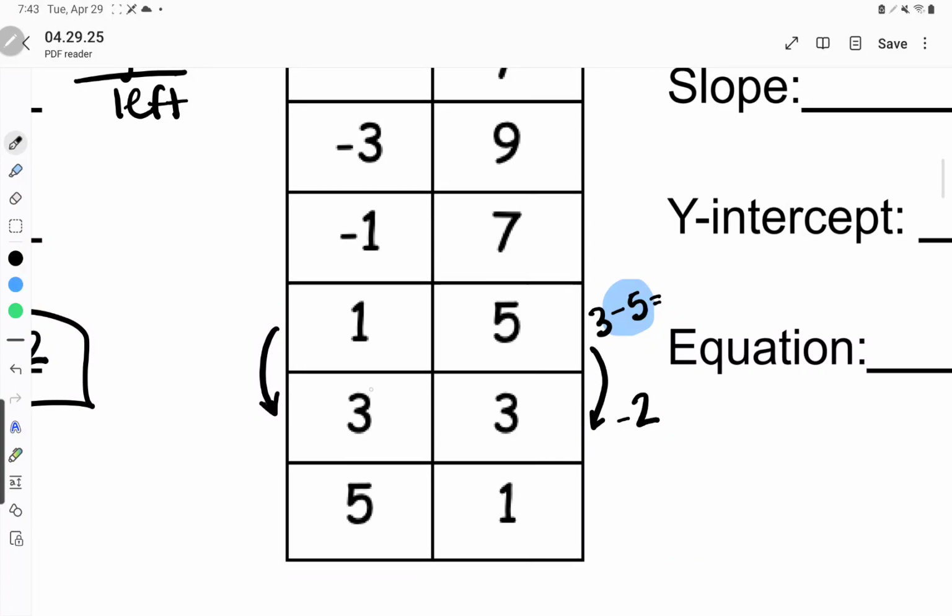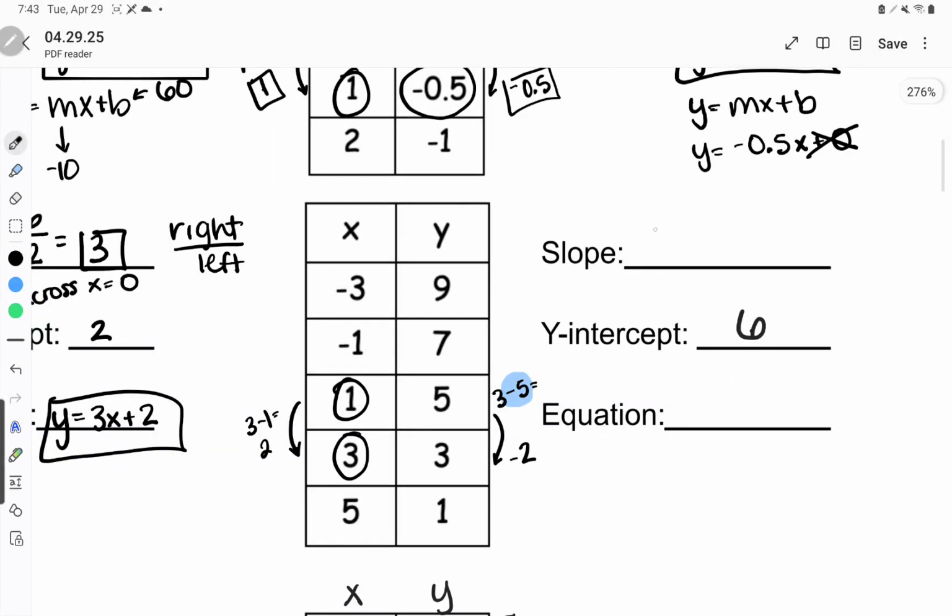Then I would do what on the left side? 3 minus 1, and that would give me 2. So for my slope, I would have what over what? Negative 2 over 2. Well, 2 divided by 2 gives us 1, and then we have a negative 1. I'm going to write my equation, y equals negative 1x plus 6.